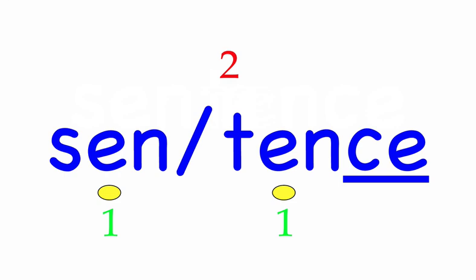Device. My device is broken. De, two sounds: D, E. Vice, three sounds: V, I, S. Device. Mark the word.